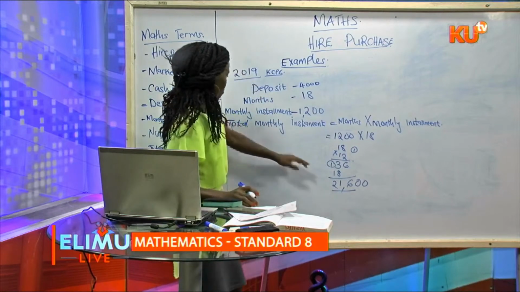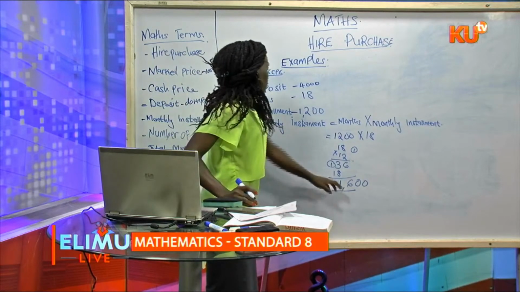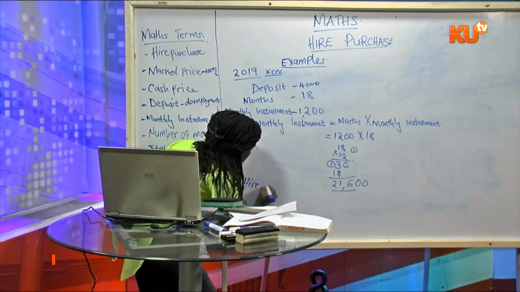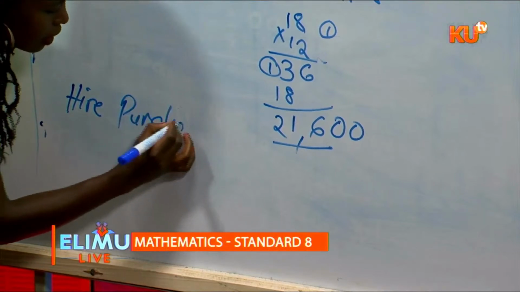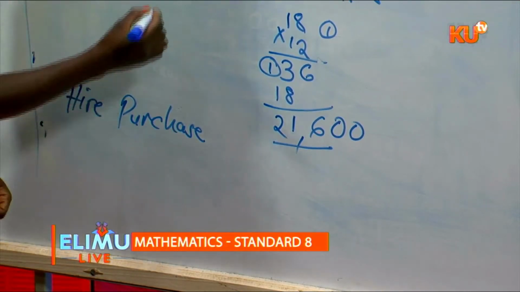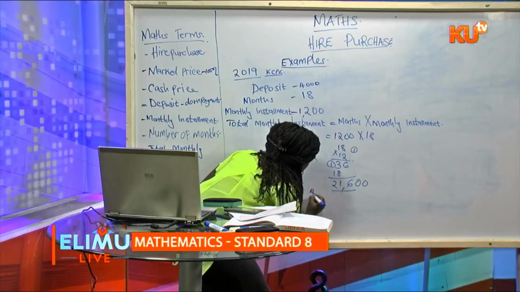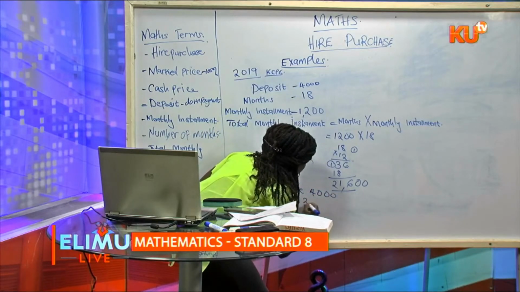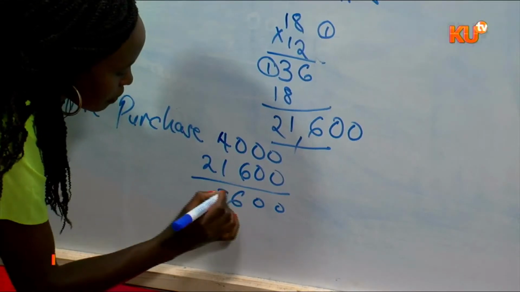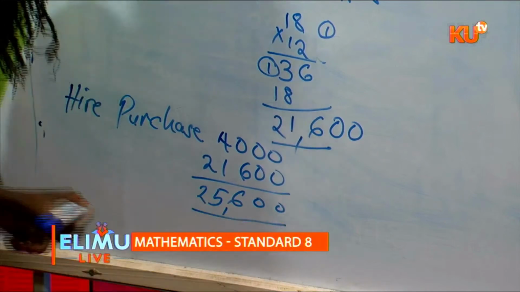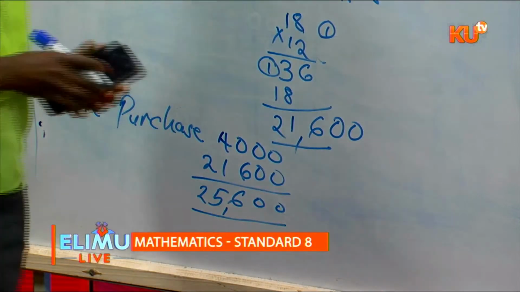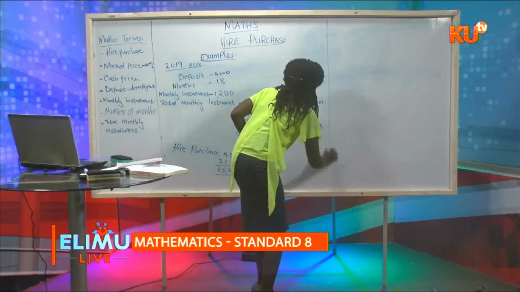Let's go back a bit. 21,600 was now the total monthly installment. We get the hire purchase very fast. We know how to get this. Hire purchase, we take the deposit, which is 4,000. We add to 21,600. We get 25,600. And then now he was given 20% discount from the hire purchase.